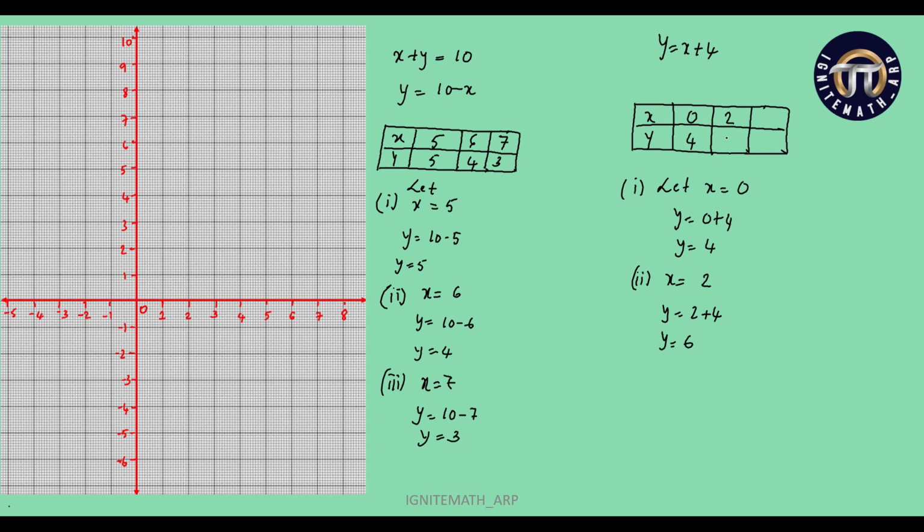X is 2, y is 6. And the third value, I will take one of the values as minus. Okay, x is equal to minus 2, y is equal to minus 2 plus 4, y is equal to plus 4.